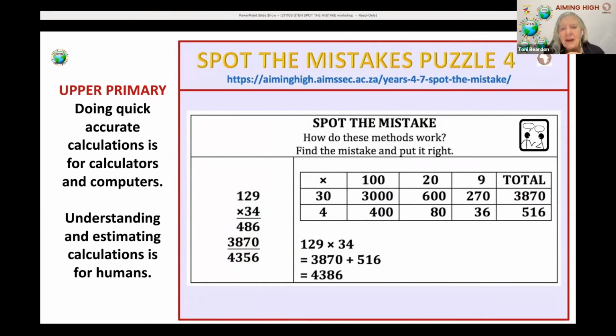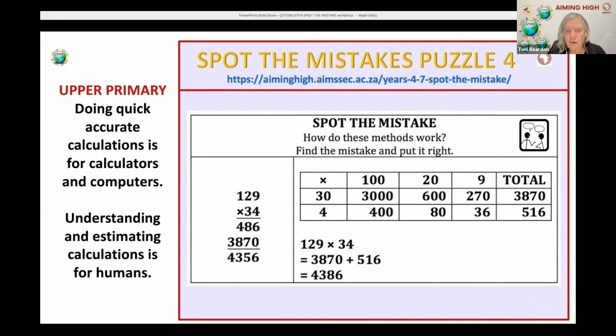This is number 4. Again, we've got multiplying by hundreds, tens, and units. Same method. This time it's 34 by 129. And where's the mistake here? Where's the mistake? 129 by 34. So we've got 100 times 30 is 3,000. 30 times 20 is 600. 9 times 30 is 270. And if we add those up, we certainly get 3,870. Is the bottom line right?